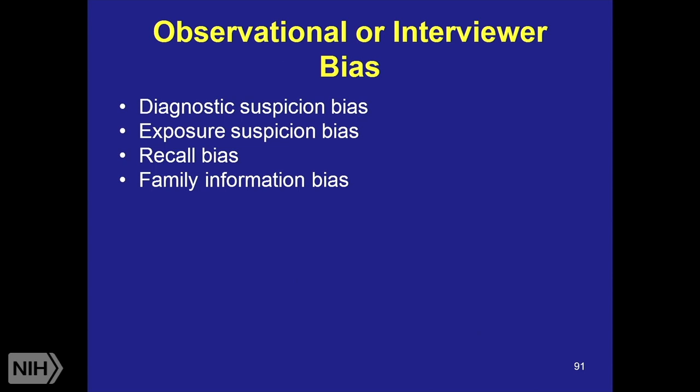So sometimes you get diagnostic suspicion, exposure suspicion, recall bias, family information bias. And this can go in a variety of different ways. Again, let's say in your family that this disease is somewhat prominent, maybe has a genetic aspect. So if you come from a family that has Huntington's disease in it, you're probably going to be looking for and thinking about some of the early ways that you would diagnose Huntington's disease beyond the genetic test.